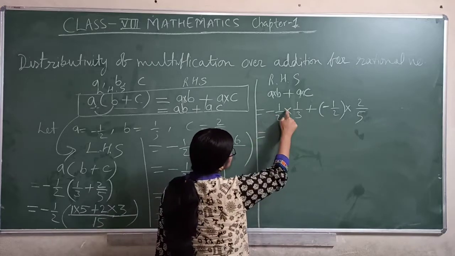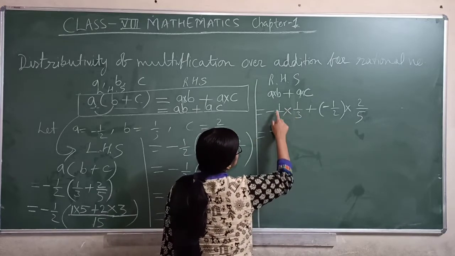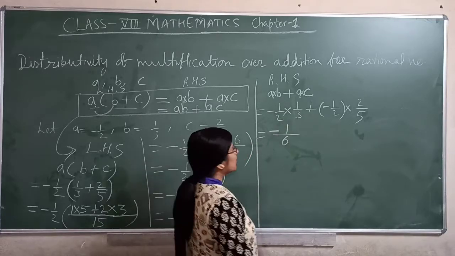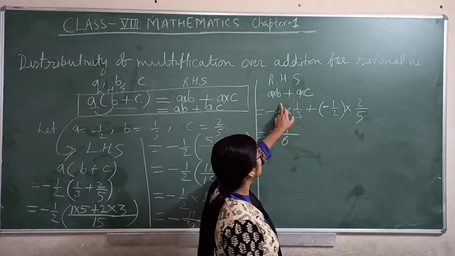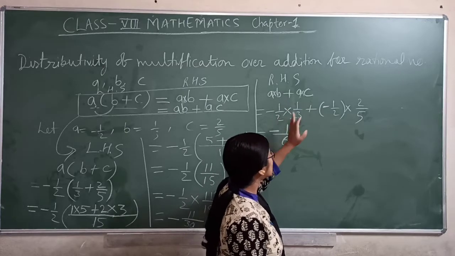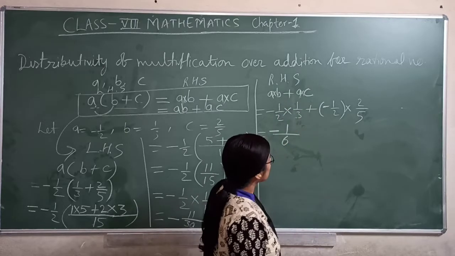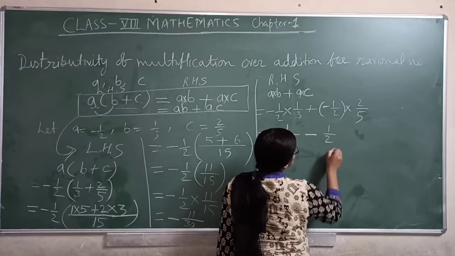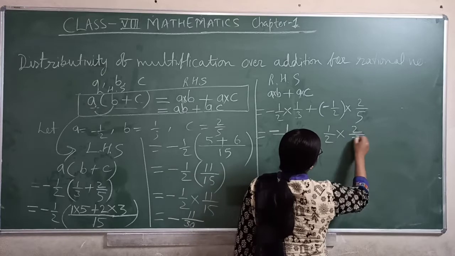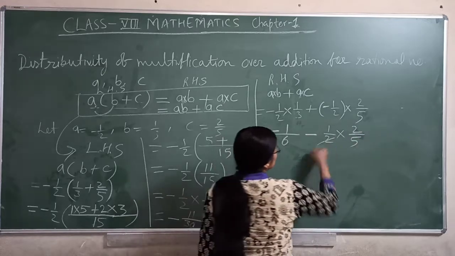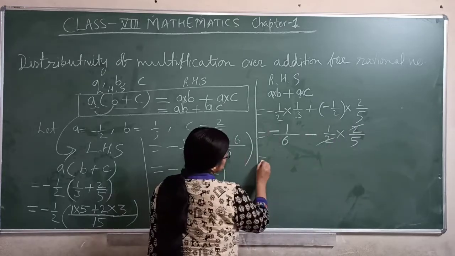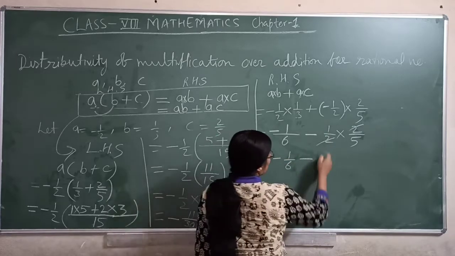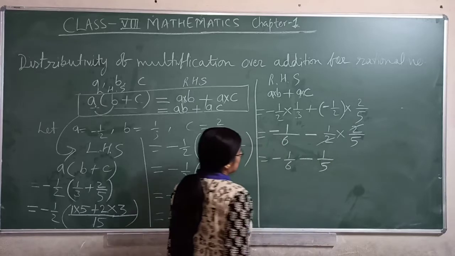So minus into plus, minus 1 into 1, 1, and 3 twos are 6. If you are not able to cancel out, then you will multiply numerator to numerator, denominator to denominator and sign to sign. Plus into minus, minus 1 by 2 into 2 upon 5. We can cancel this to this. So what we have is minus 1 upon 6 minus 1 upon 5.